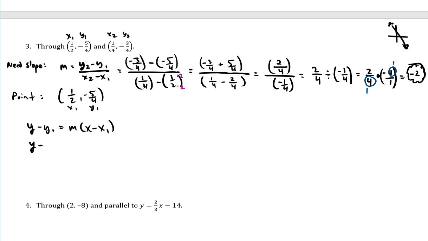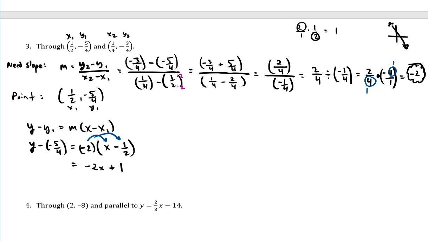and we'll plug everything in. So we have y minus our y1, which is -5/4, equals our slope, which is -2, and then x minus x1, which is 1/2. Okay, and then let's do 2 steps in one here. So we will distribute the -2. Let's start with that right side. So -2x. And then -2 times a -1/2 would be positive. And then 2 times 1/2, well, again, just some scratch work. The 2s would cancel, and we would be left with 1.